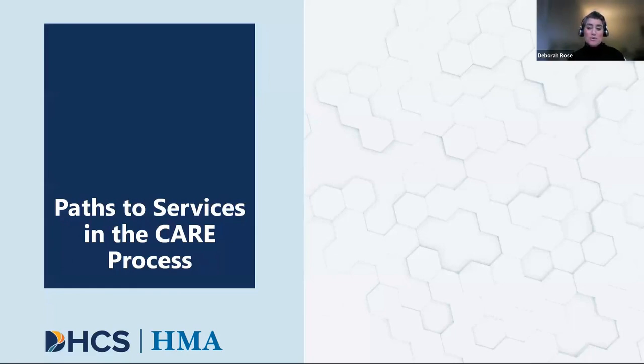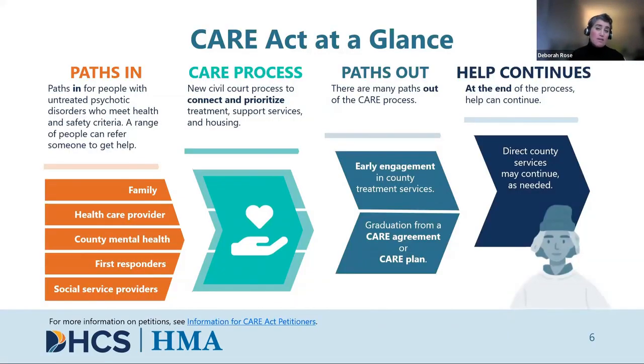In today's session, we're going to learn more about the different paths to service process. We'll focus on the care agreement and the care plan, and we'll also talk more about the role of a volunteer supporter. We have a high-level overview here of some of the different venues or paths into services. The second column, entitled Care Process, is what we're going to get into in more detail today: what that looks like for somebody who may receive services through care. There are a few paths out of the system of care, and then help continues on an ongoing basis.